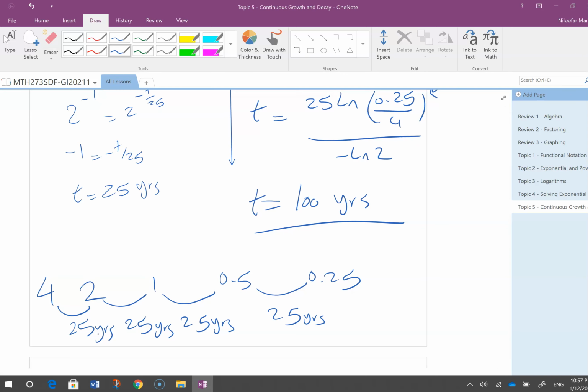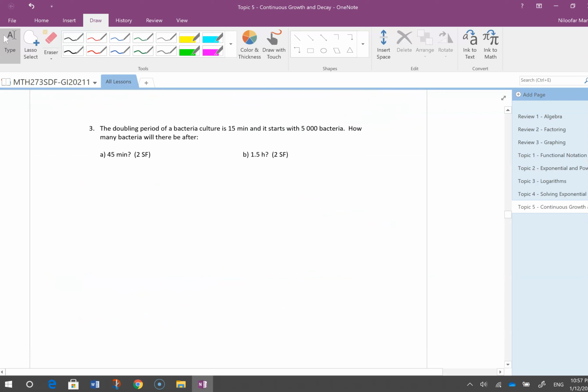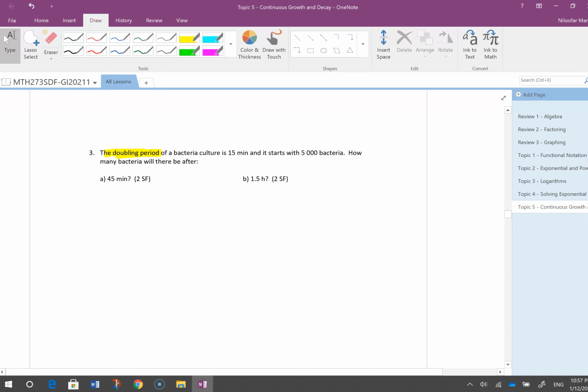Okay, I go to the next question. The next question, I'm not going to do it. I'm just going to explain because it's very similar. The doubling period of a bacteria is 15 minutes. Remember, it is doubling period, so we use the one with 2 power, the blue one. How many bacteria will there be after 45 minutes?